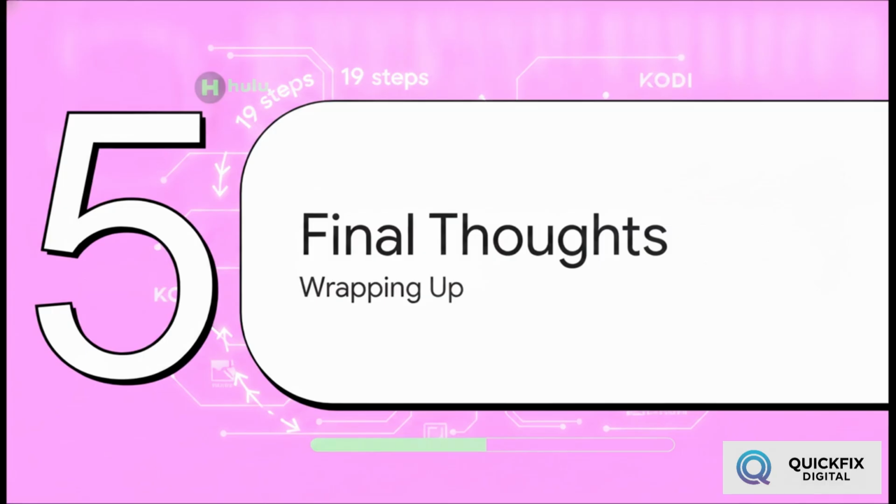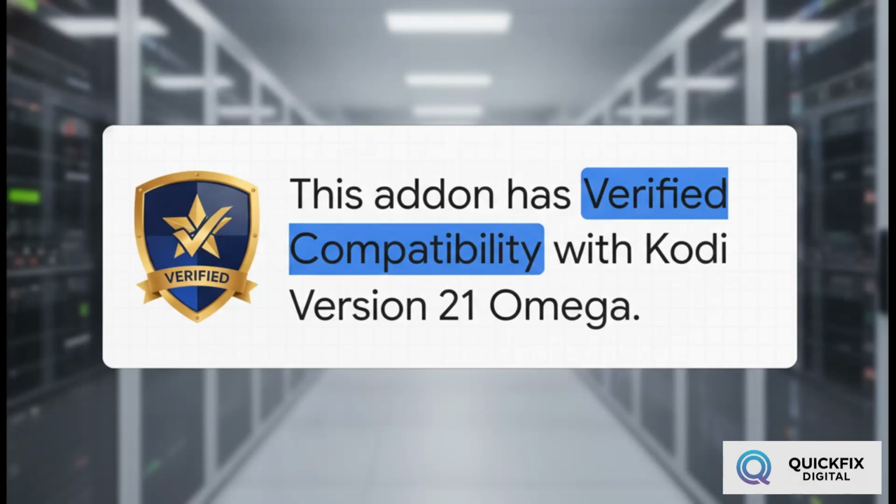Section 5. Final thoughts and review. Wrapping up. As we wrap up this explainer, I want to drop a quick technical note. Wireless Shack specifically points out that this installation process and this specific add-on have verified compatibility with Kodi version 21 Omega. If you are running a vastly older version of the software, you might run into unexpected menu layouts or dependency errors. So it's always good practice to ensure your core system is reasonably up to date before tackling a project like this.